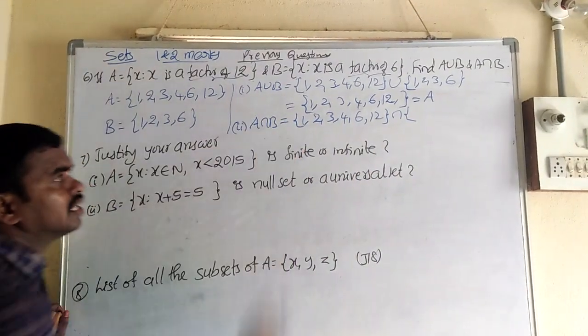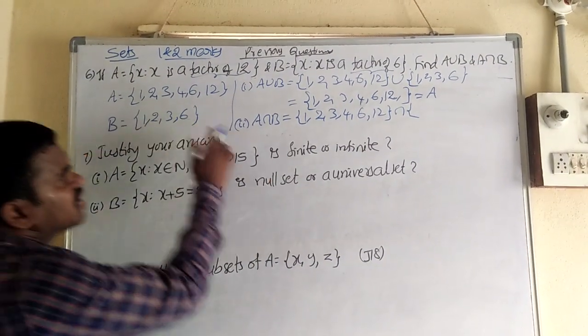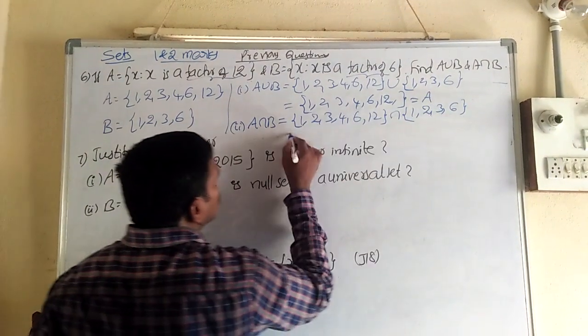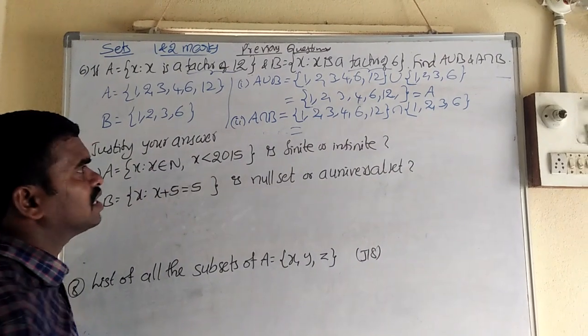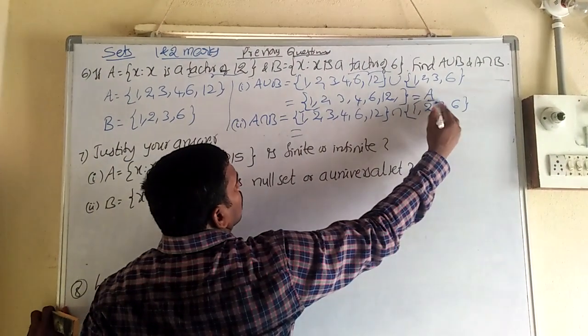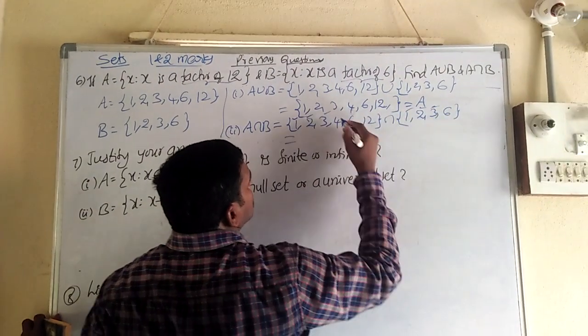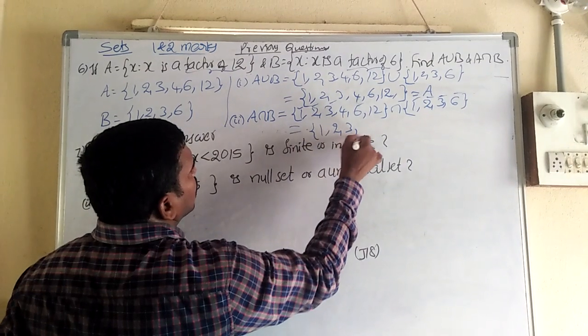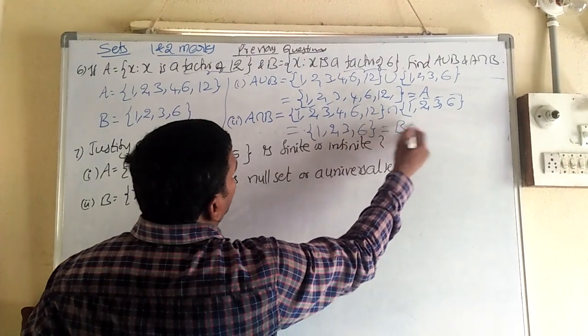Next, what is B? B means 1, 2, 3, 6. Here intersection means common elements. So 1 is common, 2 is common, 3 is common, 6 is common. What are common? 1, 2, 3, 6.